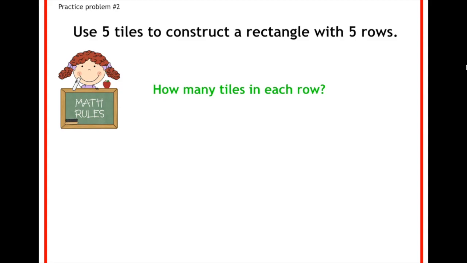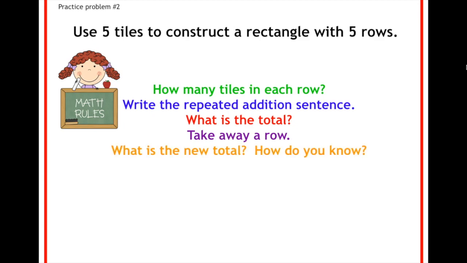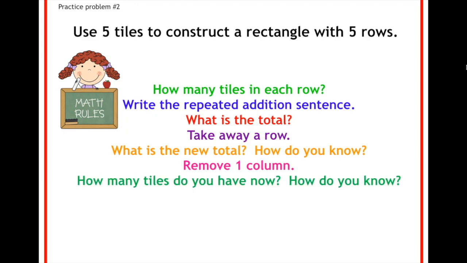How many tiles are in each row? There should be 5 in each row. Write the repeated addition sentence. What is the total? Now, let's take away a row. What is the new total, and how do you know? Now let's remove 1 column. How many tiles do you have now, and how do you know? Take a picture and send it to your class Dojo portfolio.